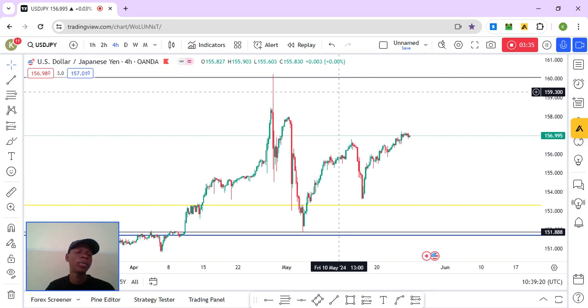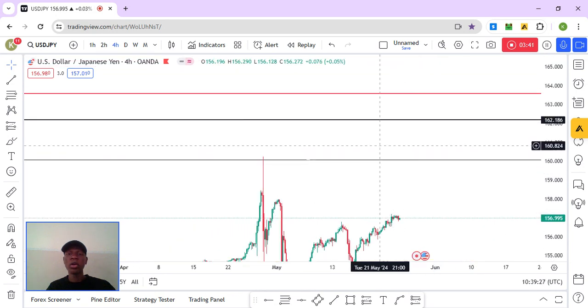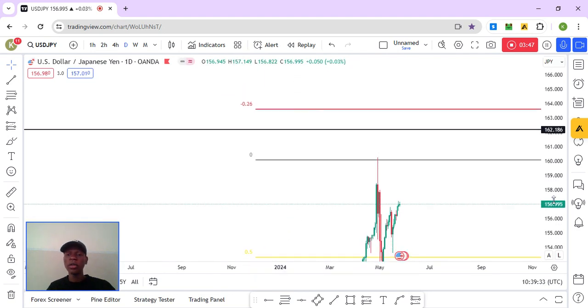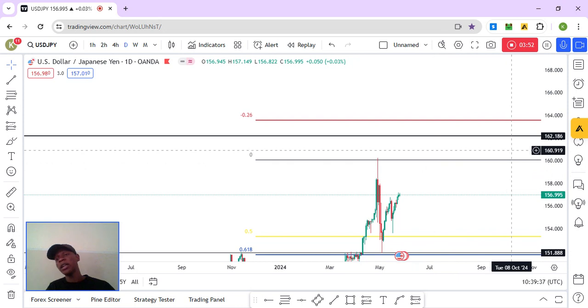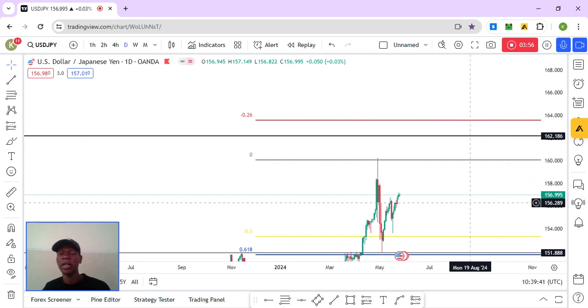On USD JPY, I'll be waiting for pullbacks to guide the market to the upside. If the market is not going to go to our Fibonacci extension level, it will at least come back to fulfill the 100% retracement, which is still about 160.00, which is still a lot of pips, if you ask me. So that's it on USD JPY.